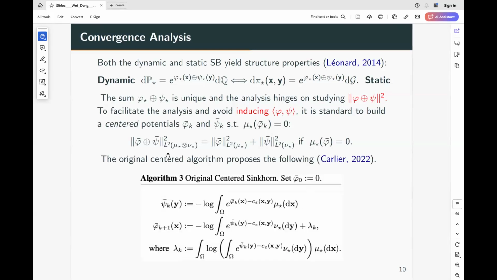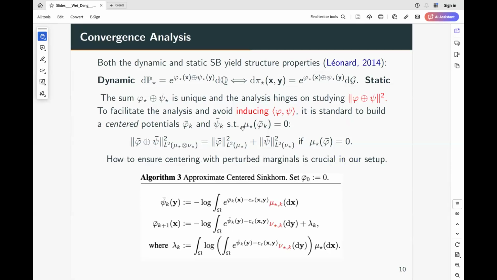This is conducted by a centered algorithm as follows. So basically, the first iterate of the potential function will be exactly the same as the standard Sinkhorn algorithm, but for the second iterate, we cannot do the standard Sinkhorn algorithm, but rather we need to include some normalizer to make sure the potential is properly centered. And of course, in our setting, since we're using approximate marginals, how to ensure the potential is centered in the approximate marginals is kind of crucial in our setup. And we did our change as follows.